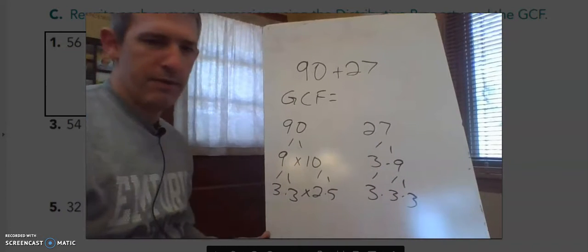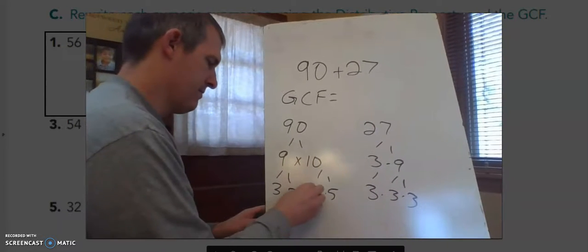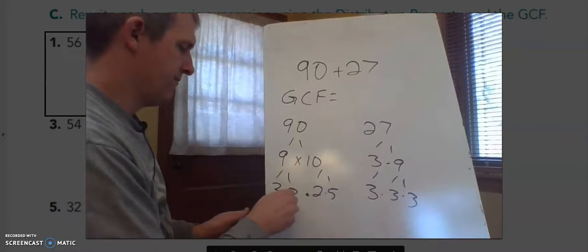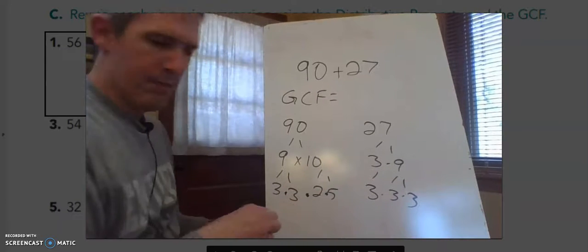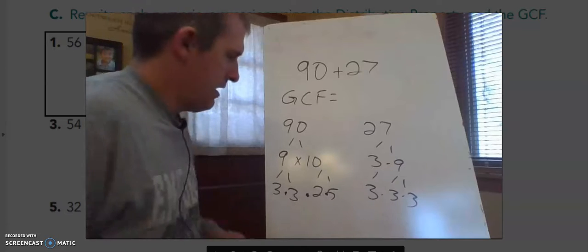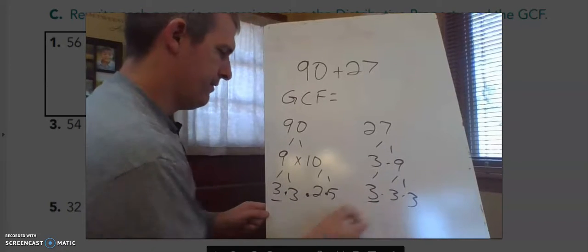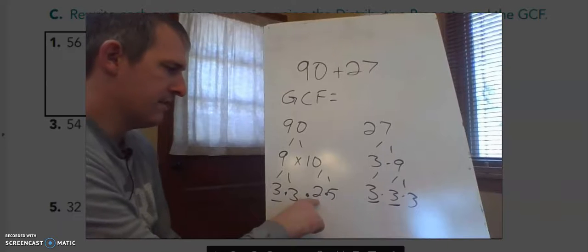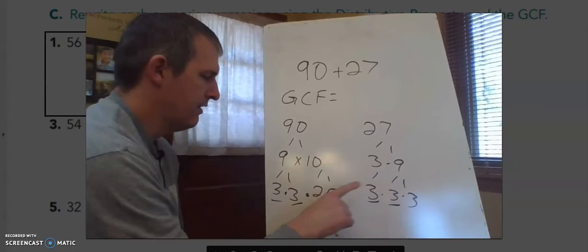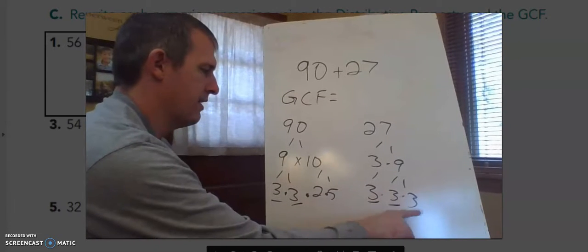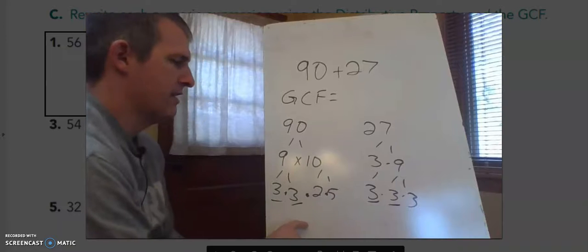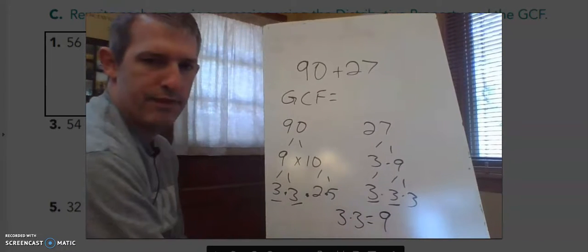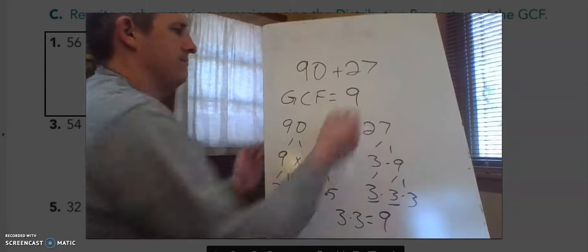So I'm looking for common factors here. Okay? Be consistent here. Okay, remember the dot means multiplication. All right, so they both have a 3, and they have another 3, but that's it. Okay, because this has a 2, this doesn't have a 2, this has a 5, this does not have a 5. This has a third 3, but this does not. So 3 times 3 equals 9, so my GCF is 9.